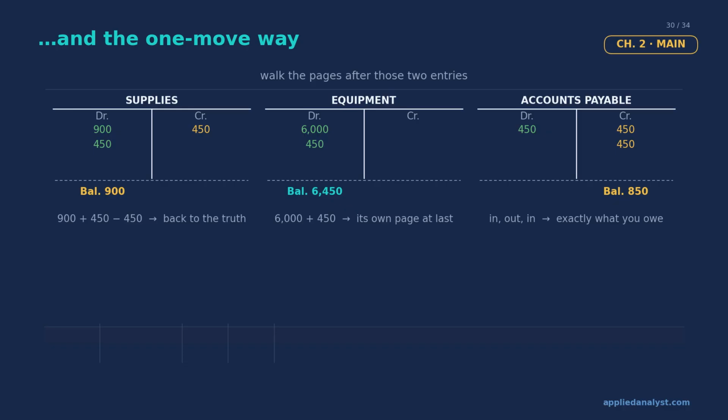Equipment, $6,000, plus $450, $6,450. Finally, on its own page. Accounts payable, untouched in the end, $850, exactly what you owe. The books are honest again.